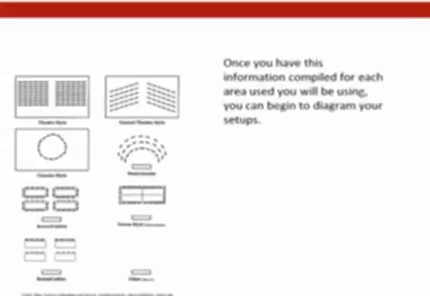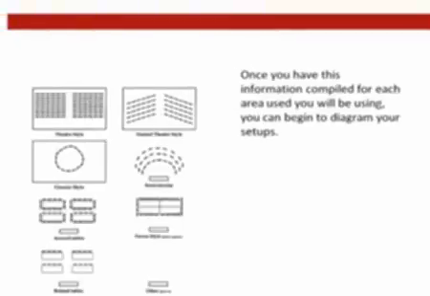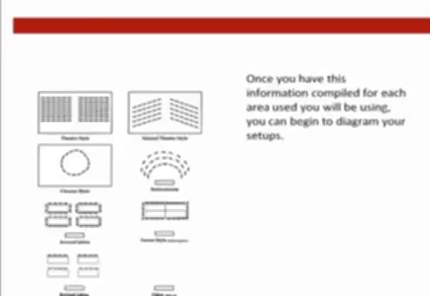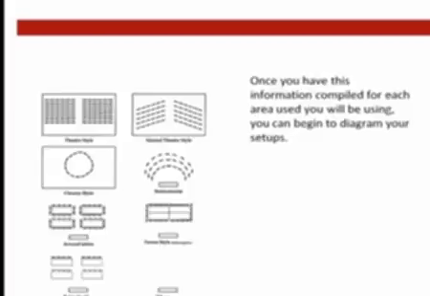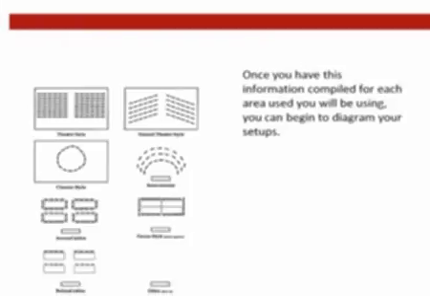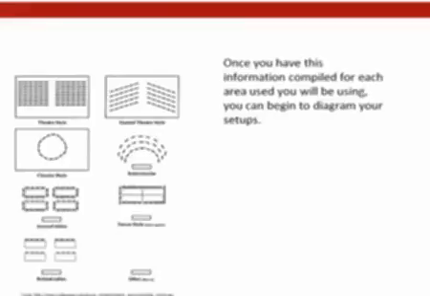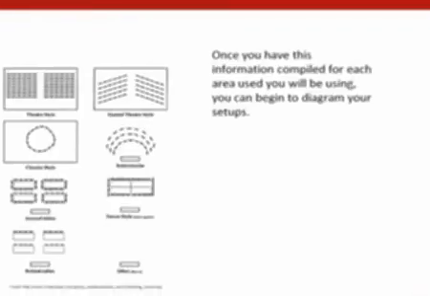Once you have this information compiled for each area you will be using, you can begin to diagram your setups. Start with a blueprint of each space that shows entrances and exits, any existing structures like pillars or built-ins, ceiling height, windows. Pay close attention to the direction they face in time of day to prevent harsh sunlight and projection screen problems, and traffic flow as it relates to how people will access and egress from the space.